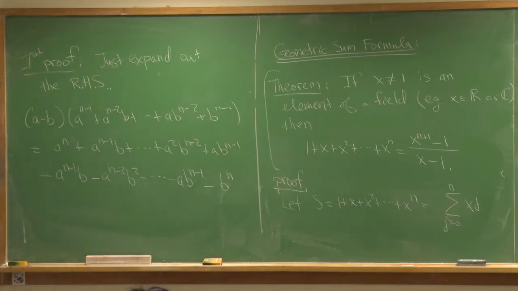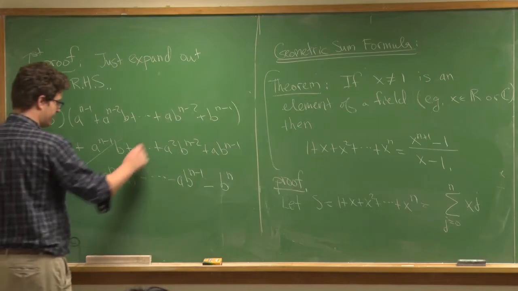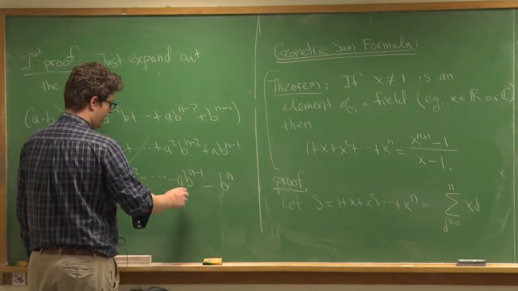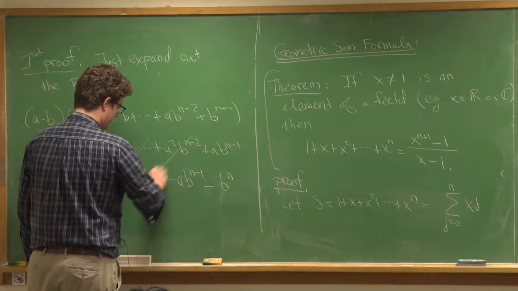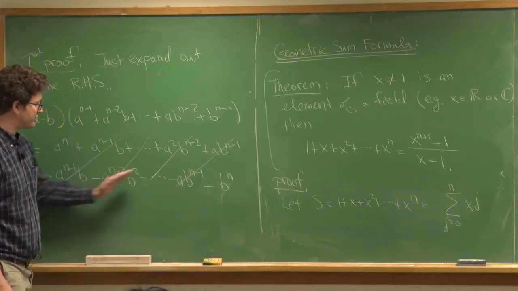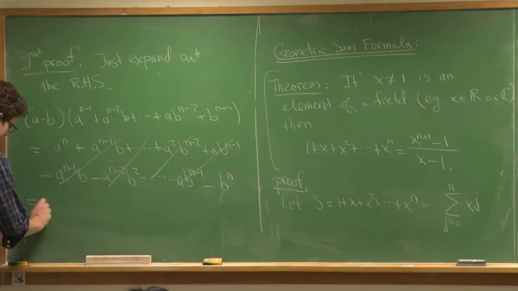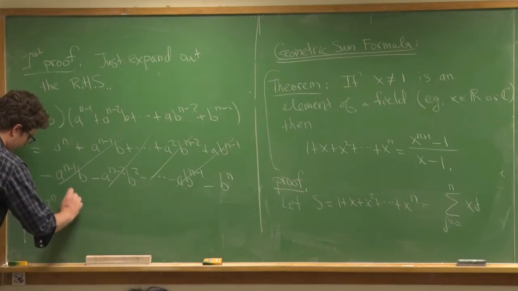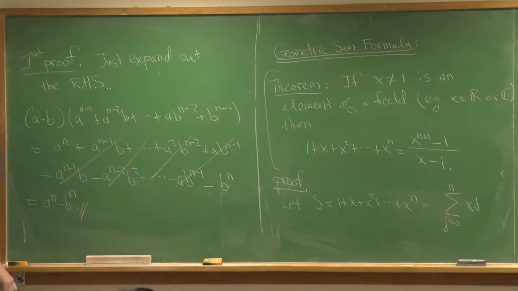Okay? And so what you see when you expand this out is that this cancels with the next term, all the way up to this canceling. So this matches all the way up to there. So we've subtracted off everything, and then all you're left with is a to the n minus b to the n. Okay, so this gives you a proof.